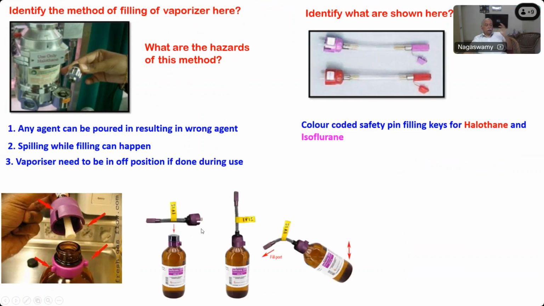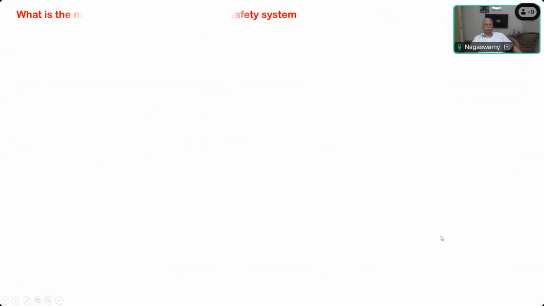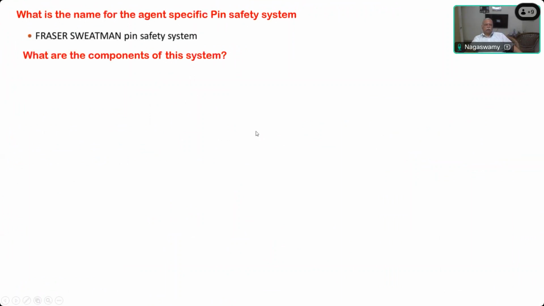So this is the specific collar and the filling cap. These rods are here. These holes have to go in and you have to fit that. And this is the keyed filling system. There is a particular type of pin here. So the fill port you will have to insert like this and then do the filling here. There's a name for this type of pin system. It is called the Fraser-Sweatman pin safety system.